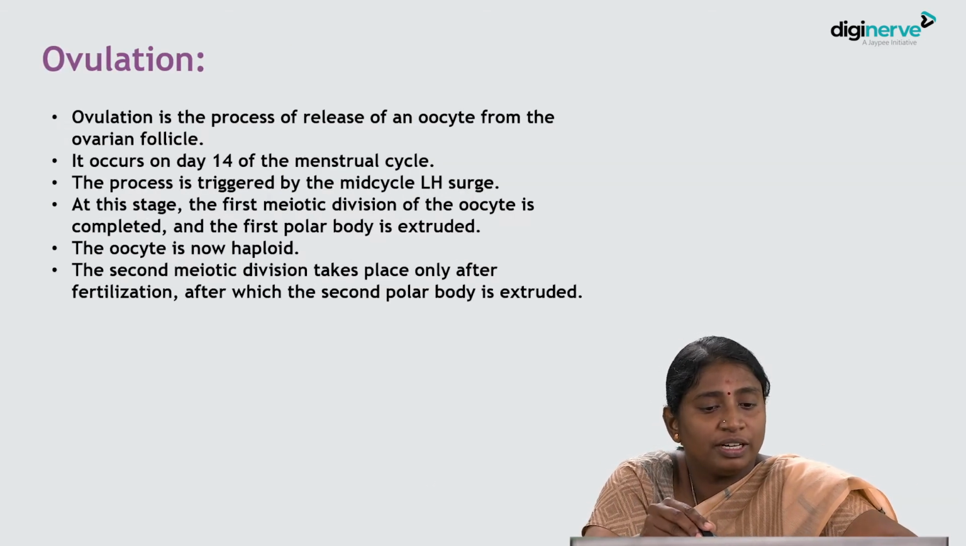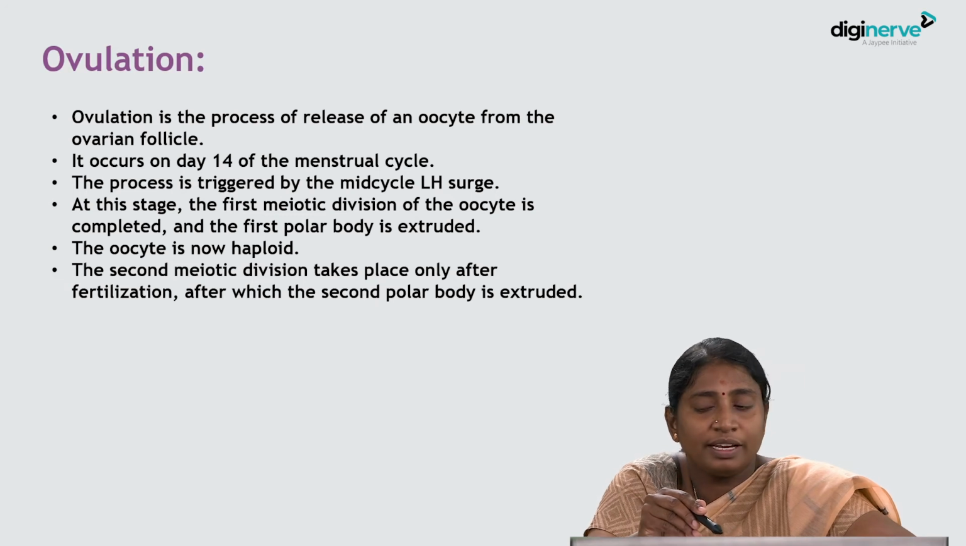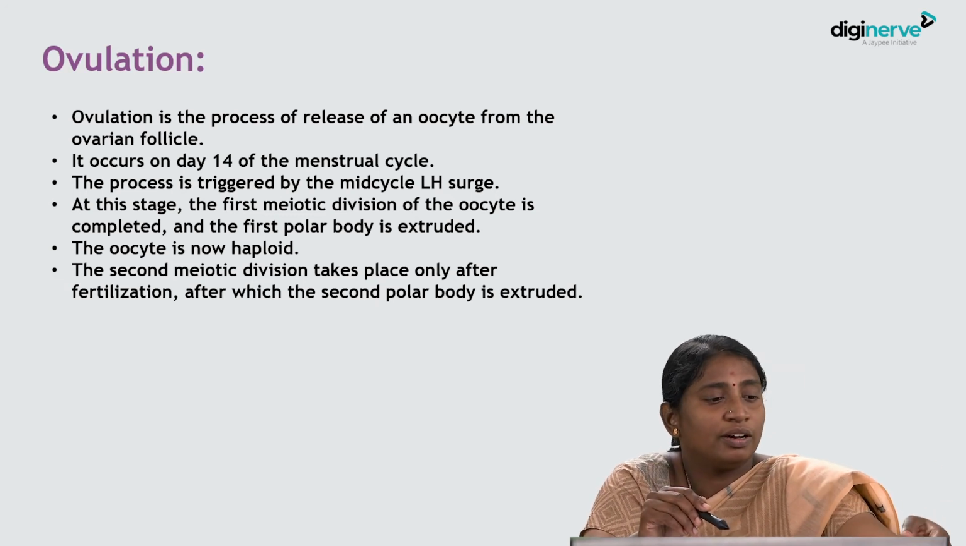Ovulation is the process of release of the oocyte from the ovarian follicle. It happens on the 14th day. The oocyte is now haploid. The second meiotic division takes place only after fertilization.